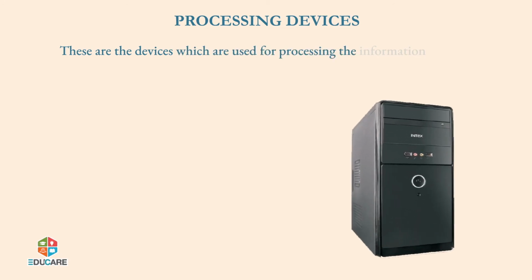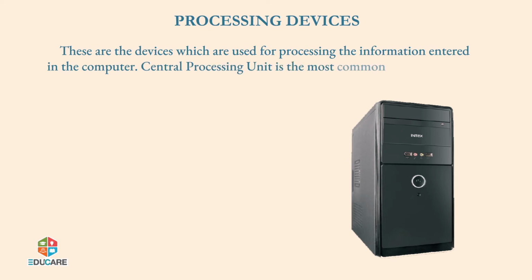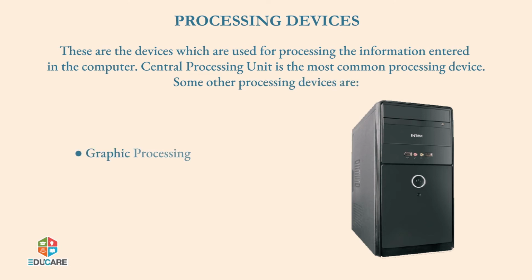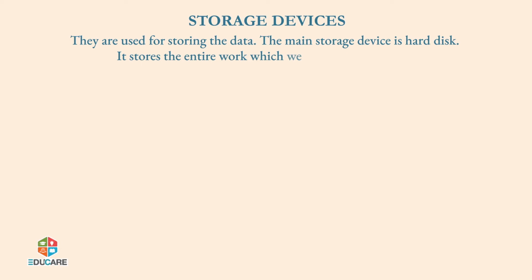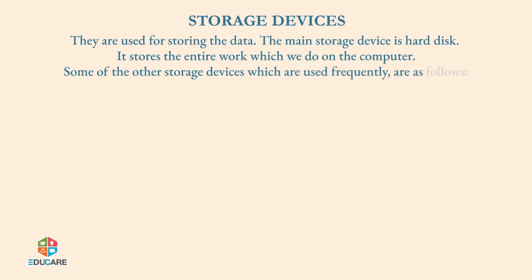Processing devices. These are the devices which are used for processing the information entered in the computer. Central processing unit is the most common processing device. Some other processing devices are graphic processing unit, sound card, motherboard. Storage devices. They are used for storing the data. The main storage device is hard disk. It stores the entire work which we do on the computer. Some of the other storage devices which are used frequently are as follows.